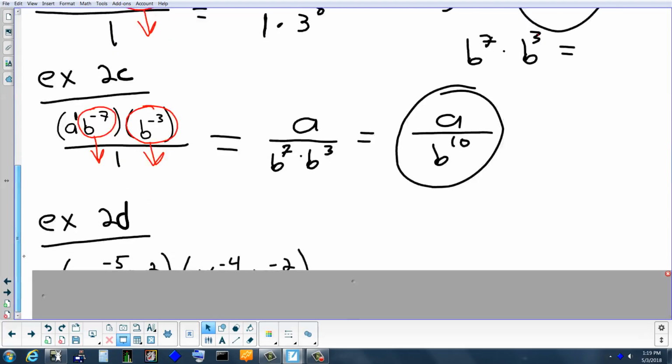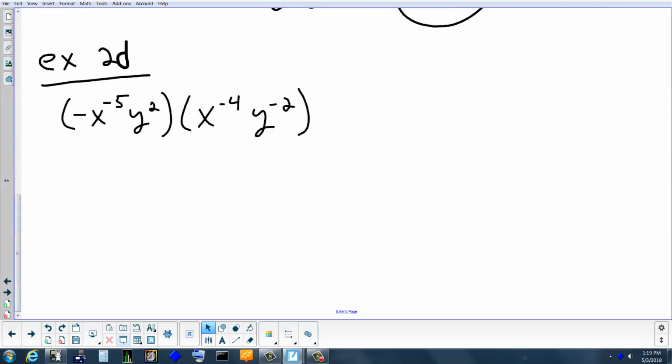All right, let's try one more of this type. First thing we always want to do is make it a fraction over 1. Now, just circle the things that have to move.